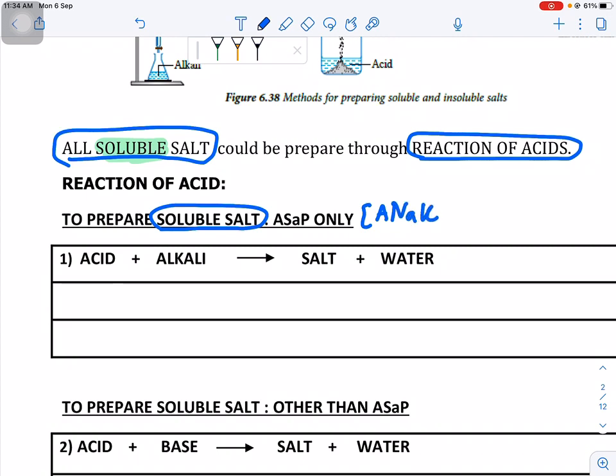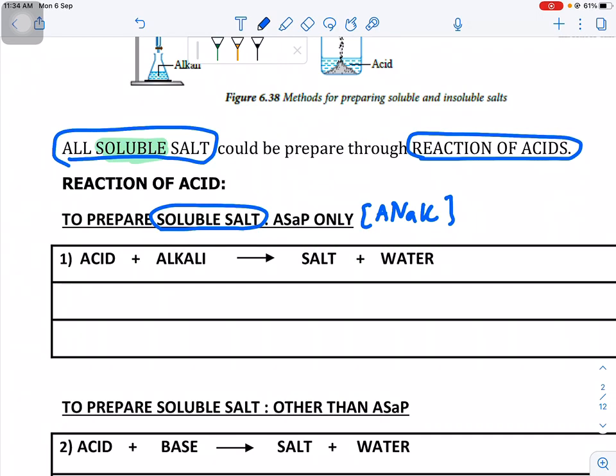Some people use PAS, potassium, ammonium, sodium, or SPA, sodium, potassium, ammonium. You can choose which one you prefer. For me, I prefer to use ANAK: ammonium, sodium and potassium. For this kind of salt, we only have one method. What is the method? We only have one chemical reaction, which is the reaction between acid and alkali.